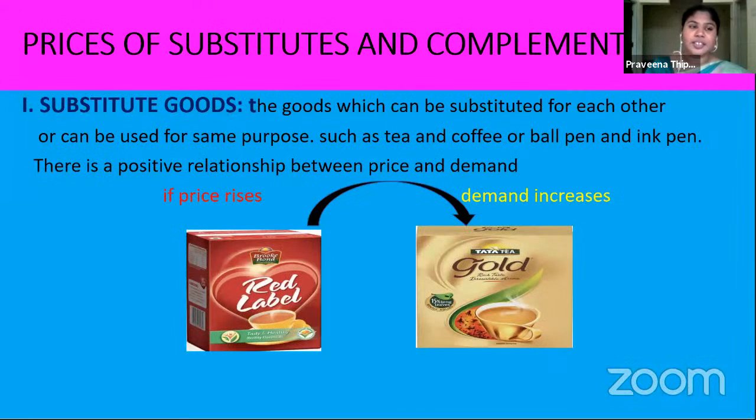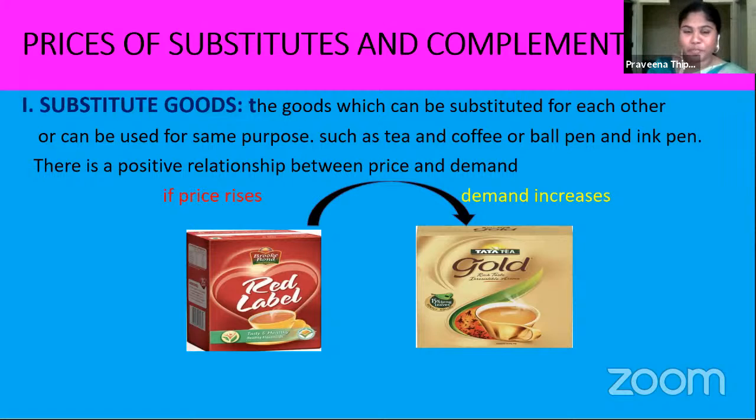Then the second factor, children, is the price of substitutes and complementaries. What are substitute goods? Those goods which can be substituted for each other, or which can be used for the same purpose, are called substitute goods. Examples of substitute goods are tea and coffee, ball pen and ink pen, and Coca-Cola and Pepsi. Then we have many shampoos and soaps, isn't it? These are all substitute goods. Now what is the relation between the price of these goods and the demand? There is a positive relationship between the price and demand.